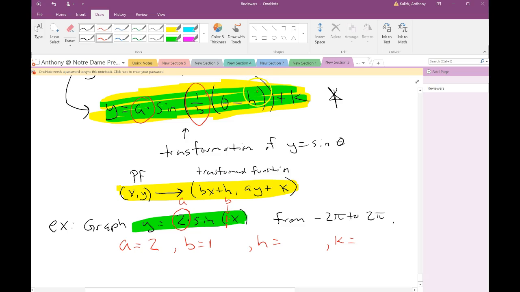Now I'm going to look for the H. So the H should be subtracted from the X. You notice there's nothing there, right? So if I'm not doing any subtracting, that means I must have been subtracting 0. And then I'm going to look at the K. What is the K? Yeah, there's nothing there, so I must be adding 0.